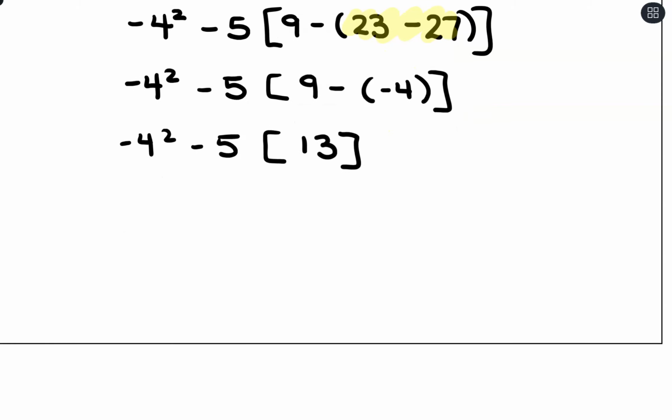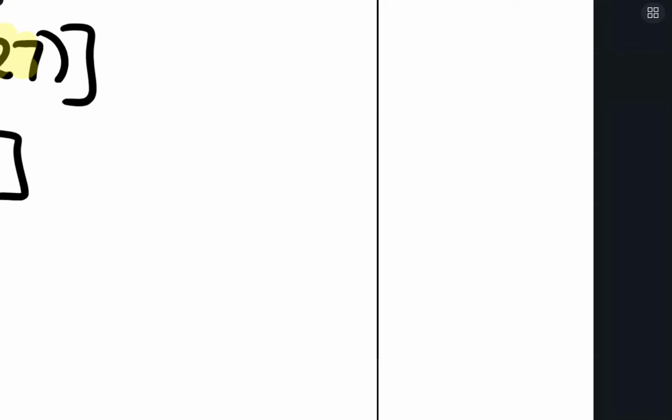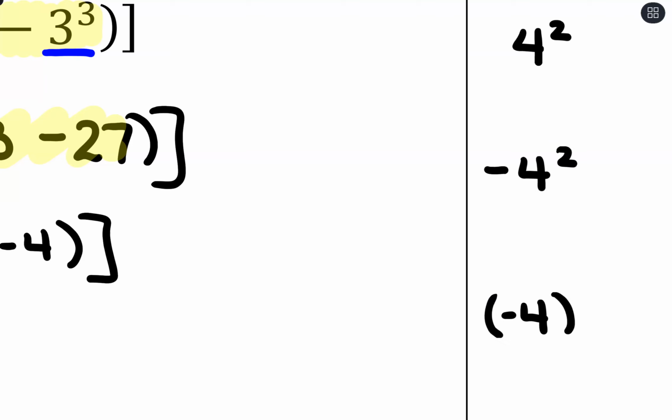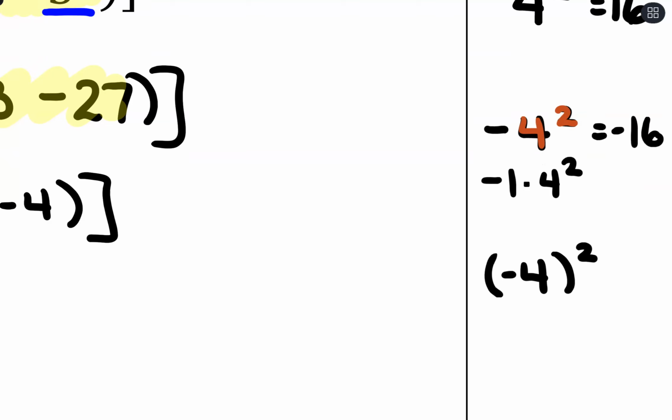And then once my parentheses are all simplified, I'm going to go to that exponent. So this will be a negative 16, which, as a reminder, let's do some side work here. The difference between 4 squared, negative 4 squared, and quantity negative 4 squared. So 4 squared is 16. If you have a negative here, really the only thing that's being squared is just the 4. It's like having a negative 1 times 4 squared. So with this, you keep that negative out front, and then 4 squared is 16.